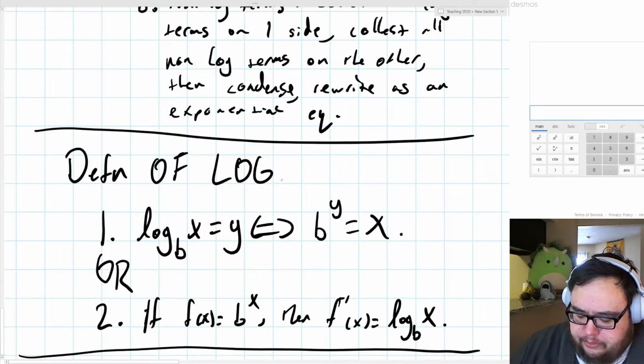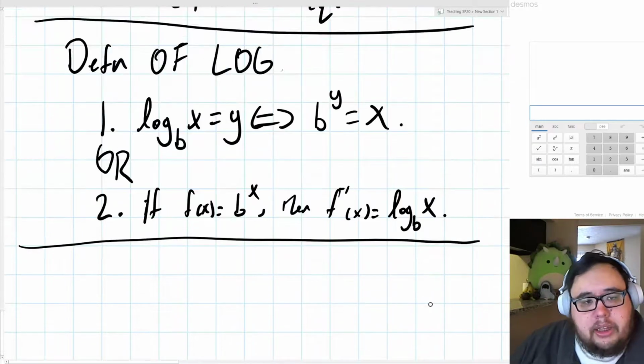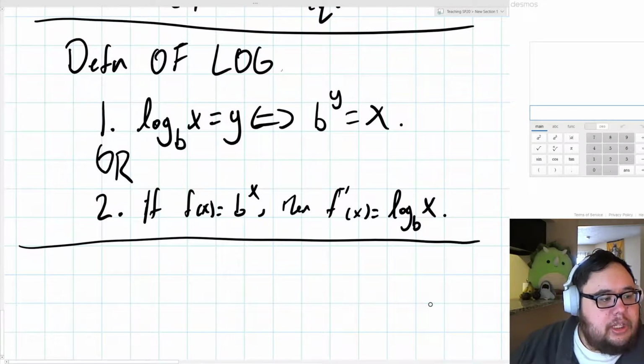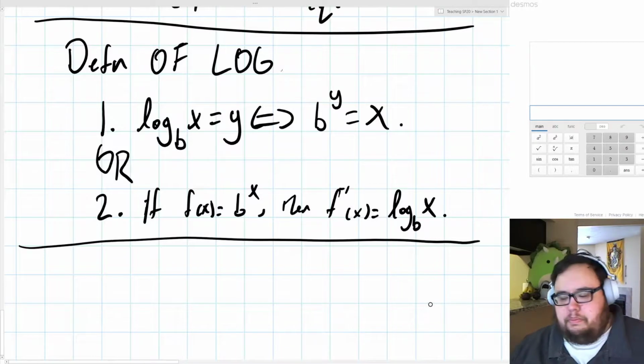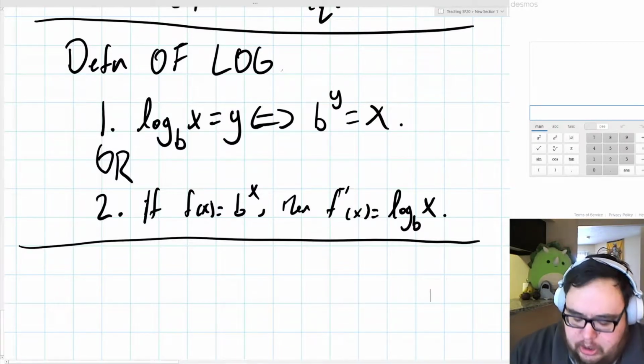All right. And then finally, the last thing that we did in this unit, sort of the last big topic, is exponential modeling.